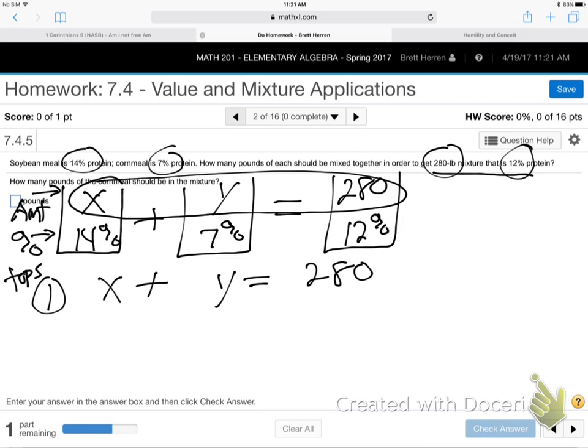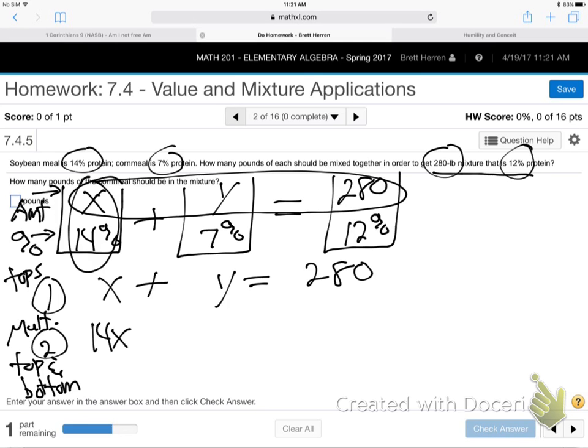Good so far? It's right across the top. And the second equation comes from multiplying top and bottom. Multiplying top and bottom. So what do I mean by that? I mean 14 times X.